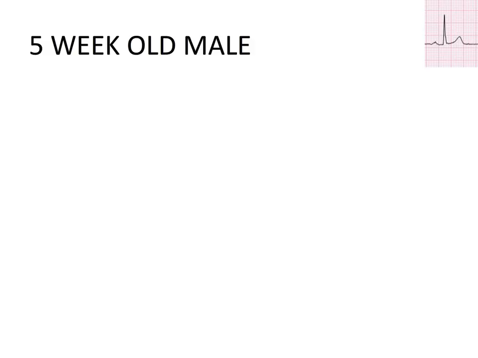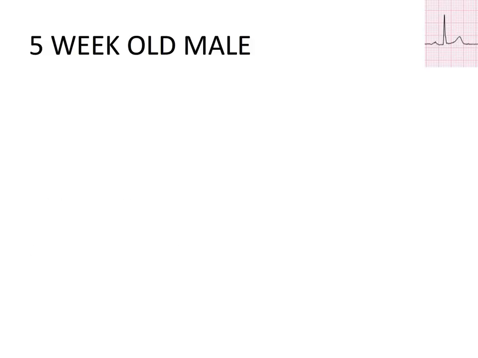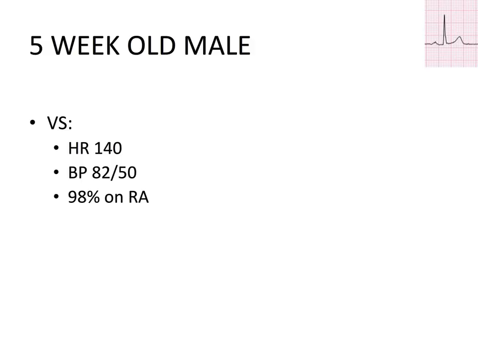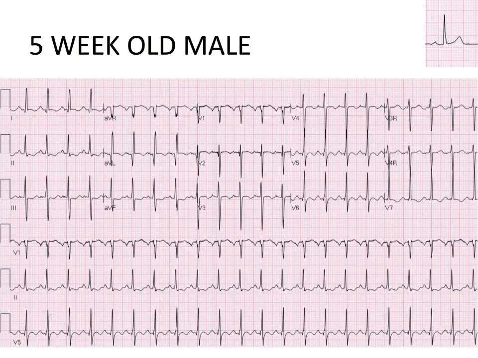You still have your 5-week-old male sent from his PCP for persistent tachypnea and poor feeding. This time, there is no heart murmur. Your physical exam shows a heart rate of 140, blood pressure of 82/50, and an oxygen saturation of 98% on room air. There is no murmur on exam. You decide to get an EKG. And this is what you see.